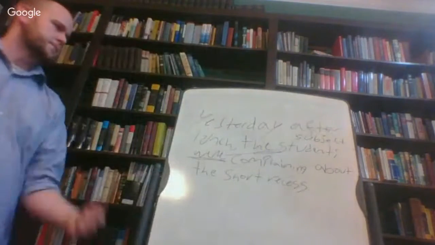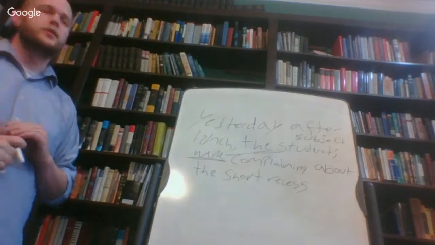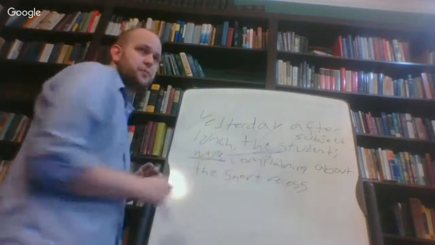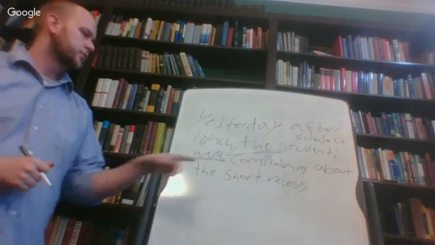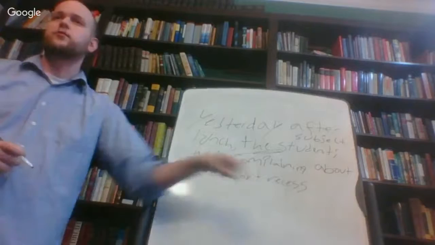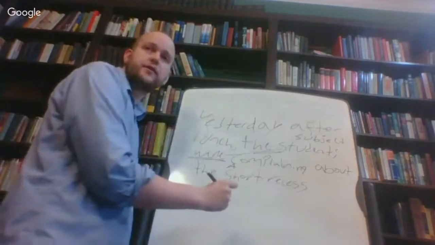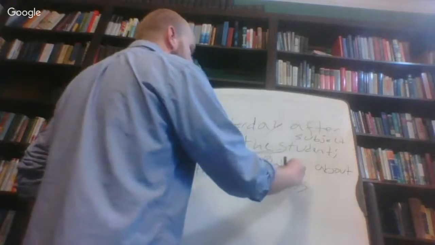Let's say, can you do the objects? What is the object? Complaining? That's a participle, so it's a verb. So recess. Short recess. Short is our adjective, so recess is actually the object here.